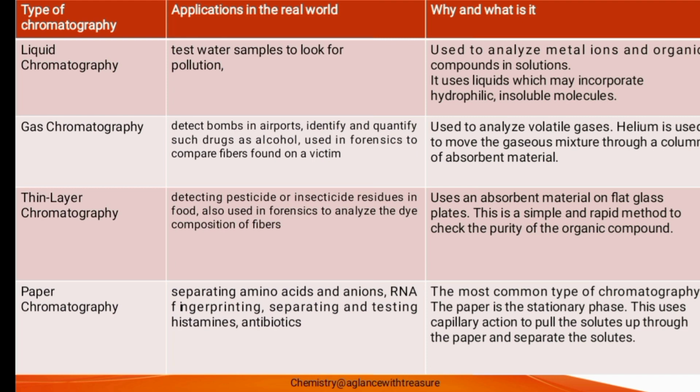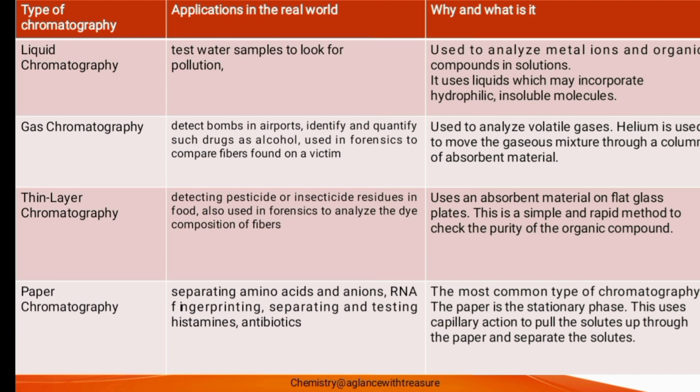The next is gas chromatography. Its application is in the detection of bombs in airports, used to identify and quantify such drugs as alcohol, and used in forensics to compare fibers found on a victim. Why and what is it? It is used to analyze volatile gases. Helium is used to move the gaseous mixtures through a column of absorbent material.